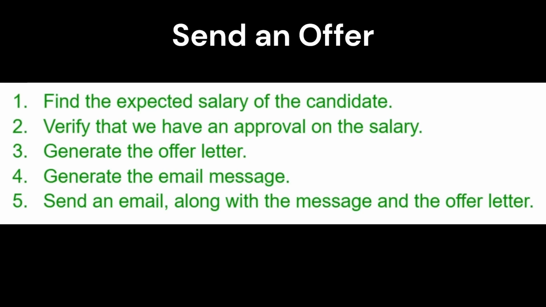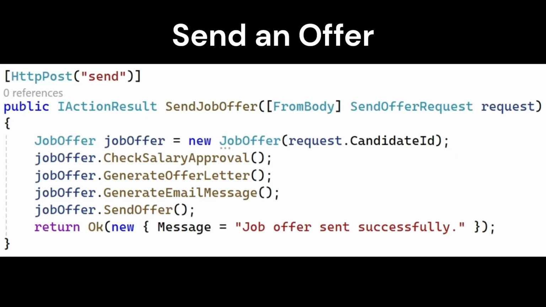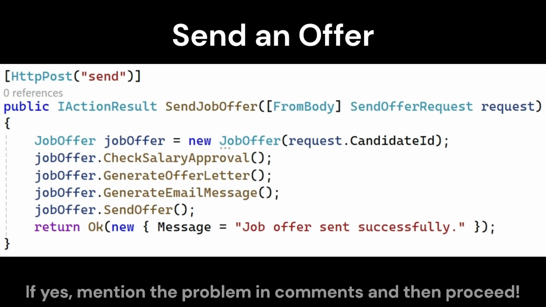The requirements to send an offer look like this. Find the expected salary of the candidate, verify that we have an approval, generate the offer letter, generate the email message, and then send the email along with the message and the offer letter. On UI, we have a button called Send Offer. When the Send Offer button is clicked, an API is hit. And that's how the implementation of our API looks like. Do you see any problem in this?